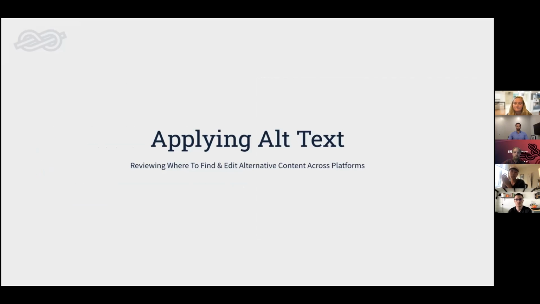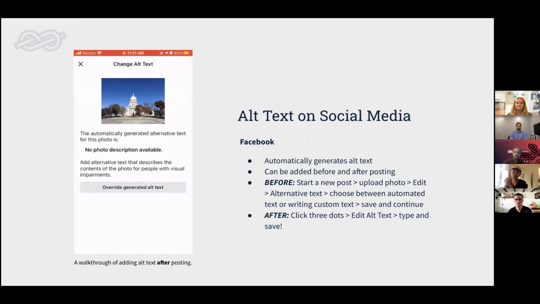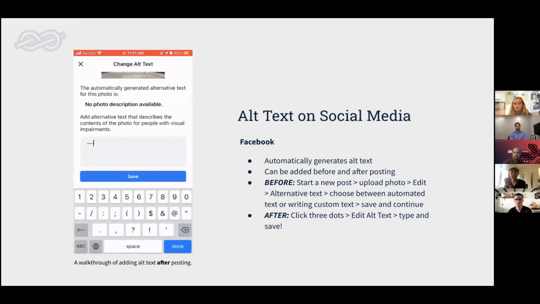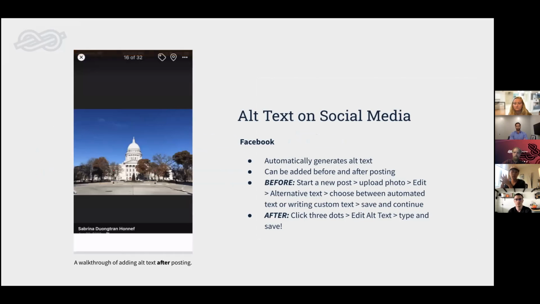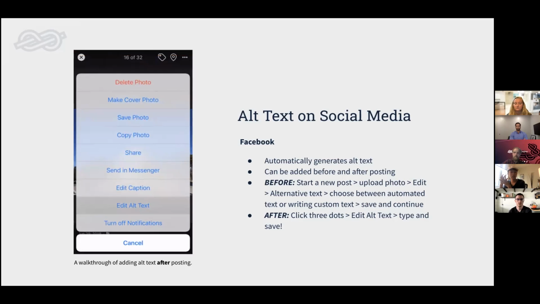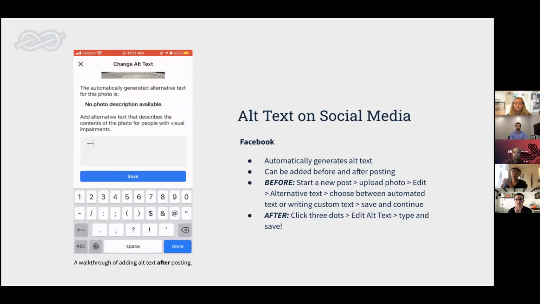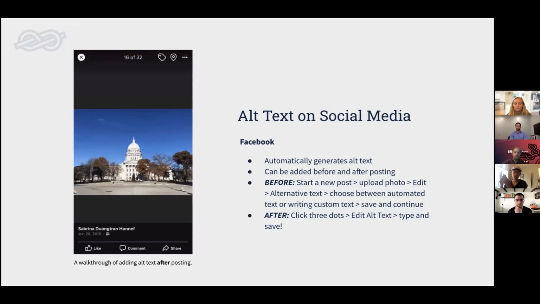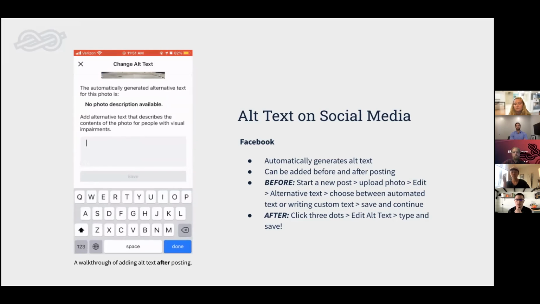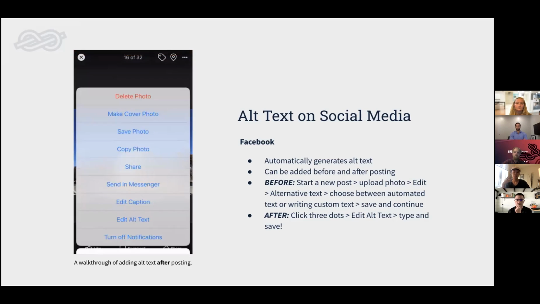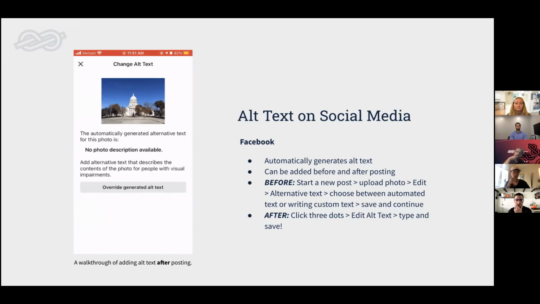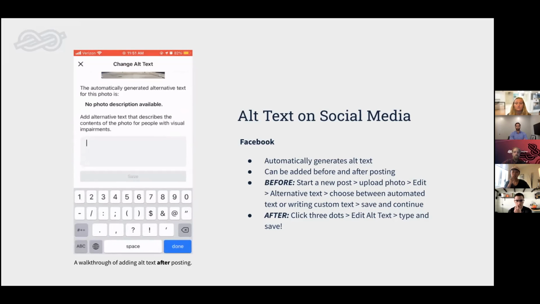So now moving into how to actually apply alt text across a few of the most popular platforms. So here we have Facebook. So, alt text on social media. Facebook's interesting. It automatically generates its own alt text. I wouldn't say it's very good at the moment. But it does say here that there is automatically generated text. You can replace it. And this can be done either before you finish posting or after you've already posted. So you can go back, click the 3 dots in the top right corner, edit, type, and save. And this video on the left is a demonstration of editing the alt text after posting.